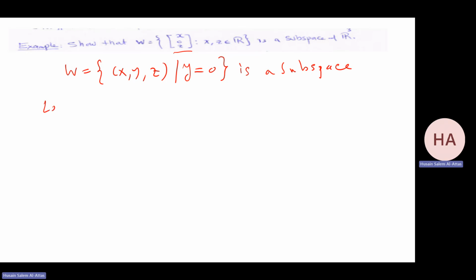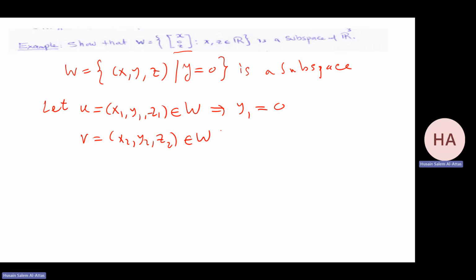How to prove it? As we did before, let U = (X1, Y1, Z1) belong to W. That means the second component is 0. Let V = (X2, Y2, Z2) belong to W. That means the second component, which is Y2, is equal to 0. Now we need to check, does U plus V belong to W or not?